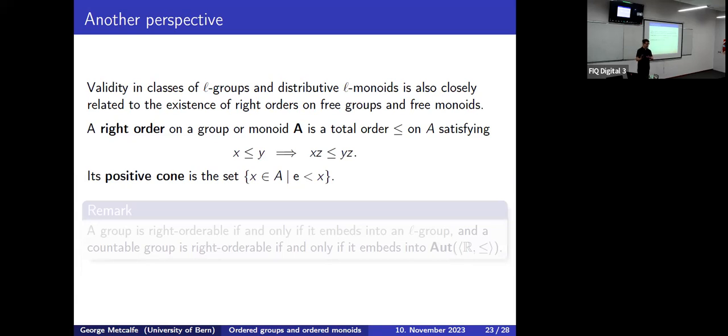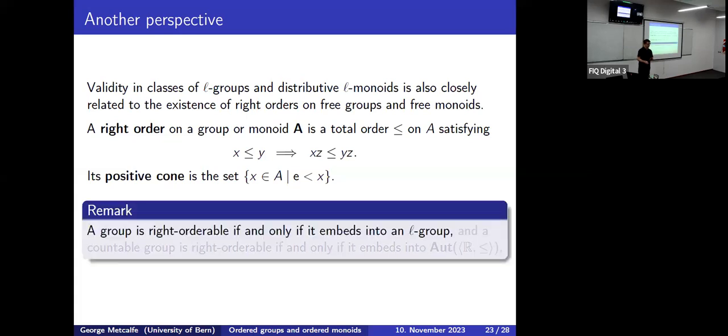And in fact, although I don't want to get into it here, it's a big area of research at the moment to look at the space of right orders, the topological space of right orders on a group. Actually, they usually use left orders, but it's the same. Or you could look at the topological space of bi-orders on the group.